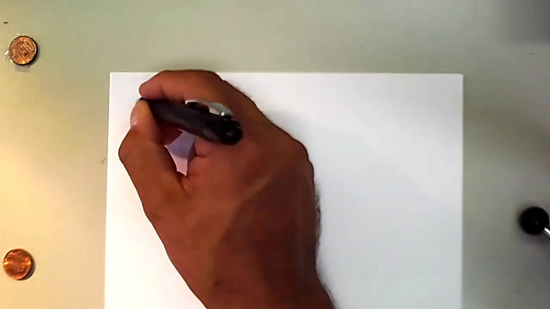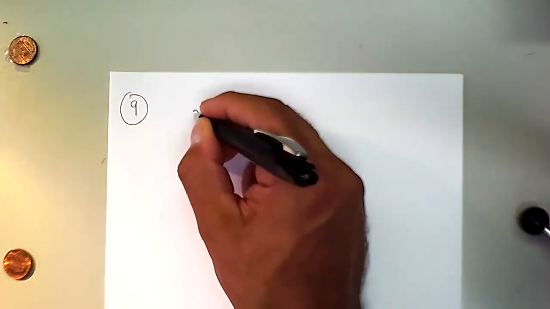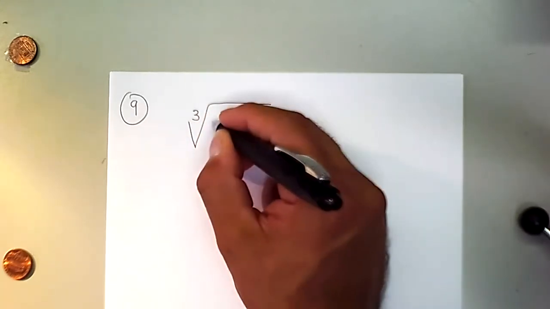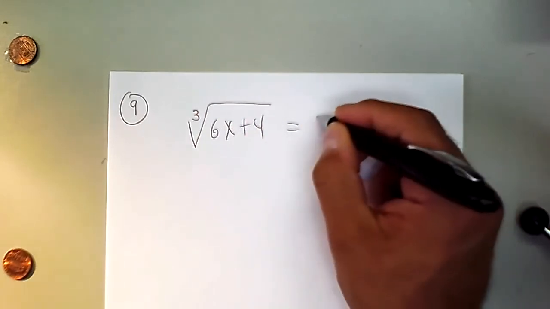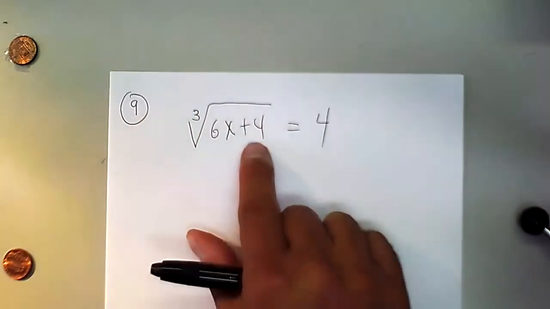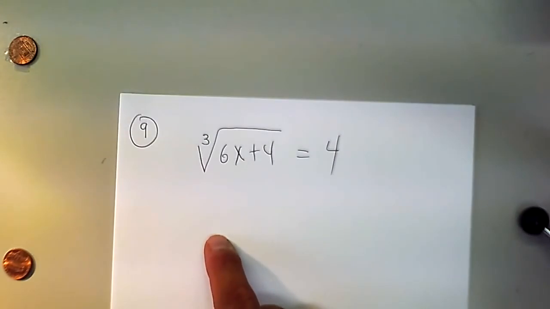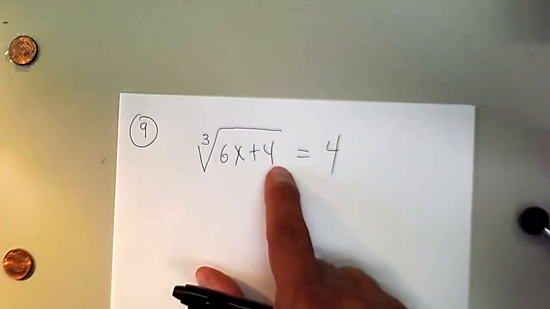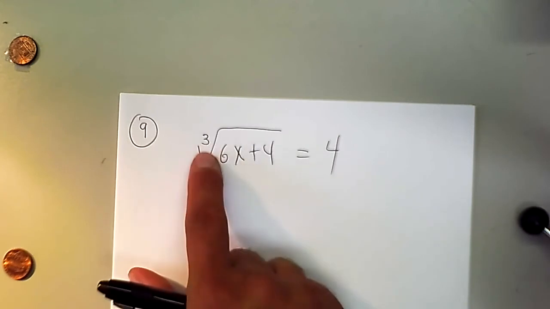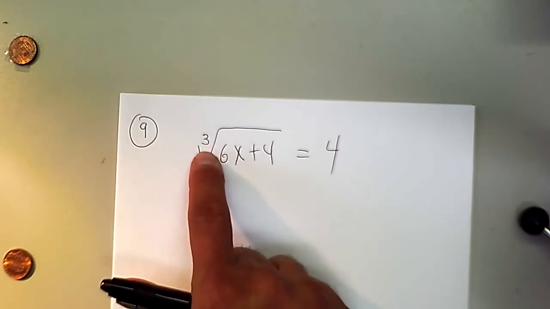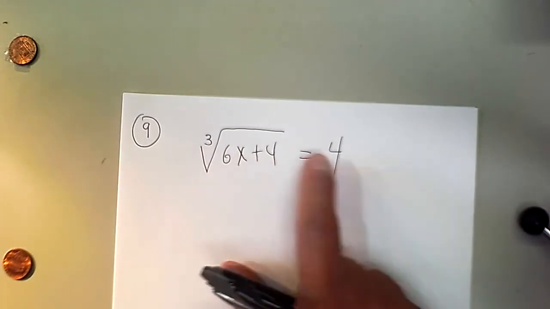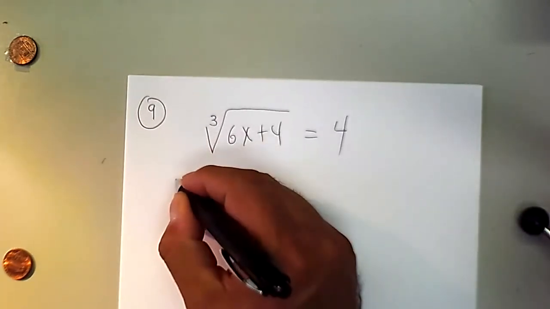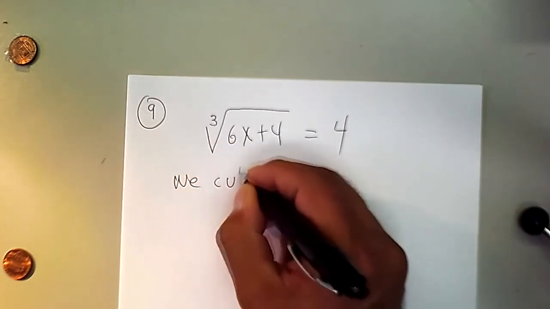Oh, one more example, 9. What if we have the cube root of 6x plus 4 equals 4? And of course, the 4's don't simplify. That would be bad. Now, the difference is that we have a cube root, not a square root. So we're going to cube both sides of the equation.